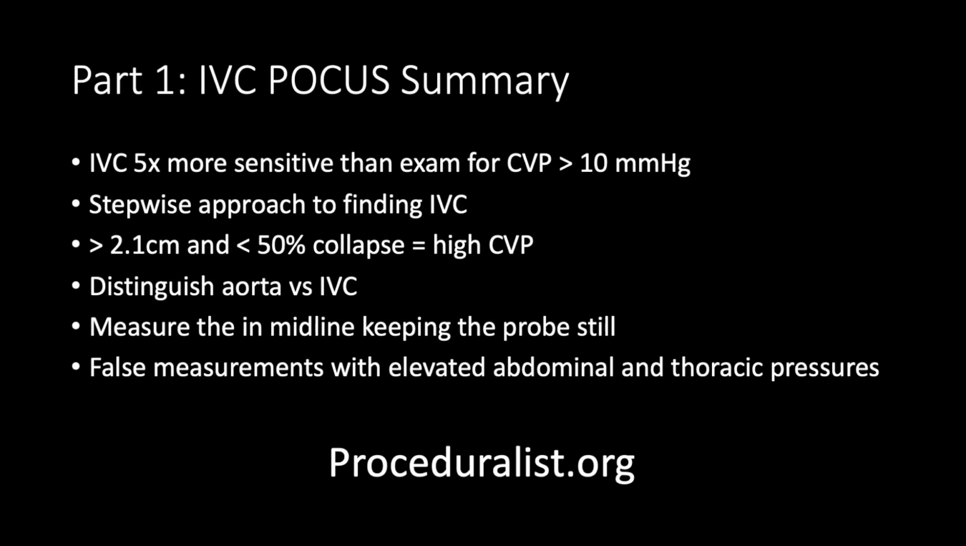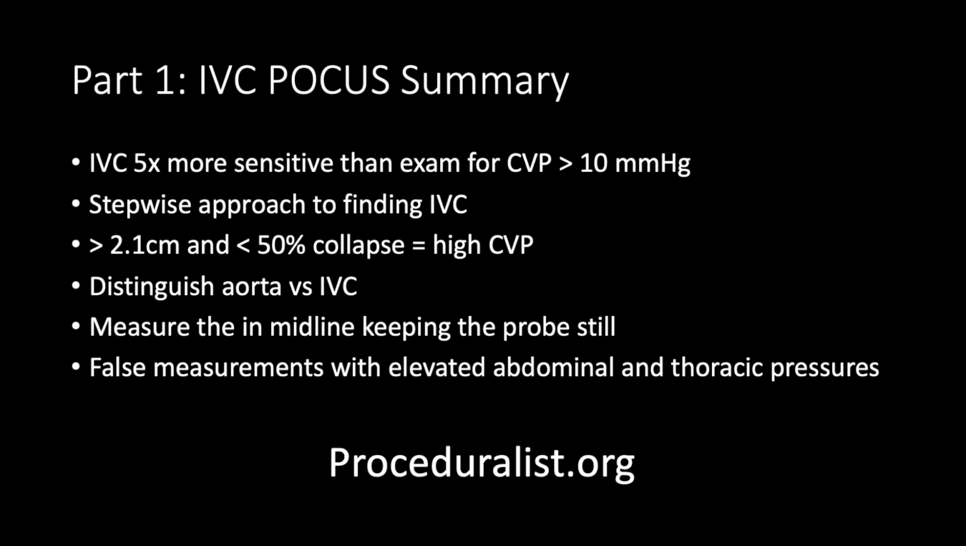All right, congratulations. You've reached the end of part 1 for inferior vena cava point-of-care ultrasound. This is the first step on your way to volume status assessment. So a brief summary of what we covered so far. The inferior vena cava is 5 times more sensitive than our traditional physical exam for detecting high central venous pressure. If you take a stepwise approach, you'll find the IVC very frequently. We want to remember our cutoffs: if the IVC is greater than 2.1 centimeters and less than 50% collapsible, that's a high central venous pressure.